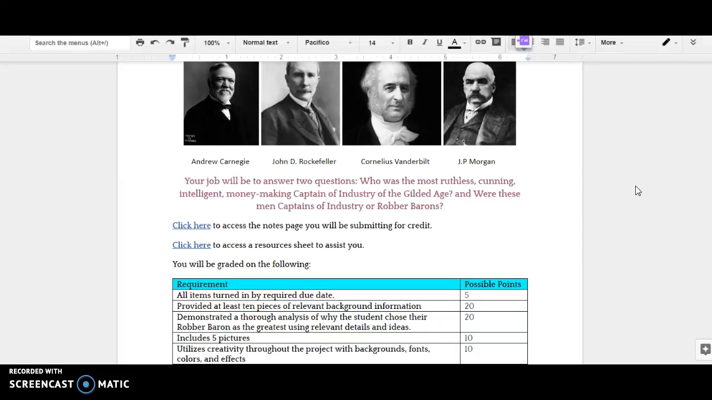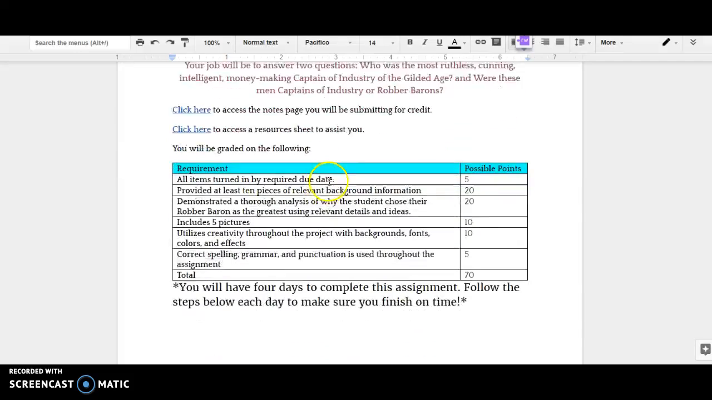So linked here next are the notes page that you're going to be submitting and the resource sheet. And you'll notice that several times throughout this project you will see these links. There's lots of different ways to get to the notes page and the directions and the resources page. This is just one of them here. And we'll go over that in a minute.